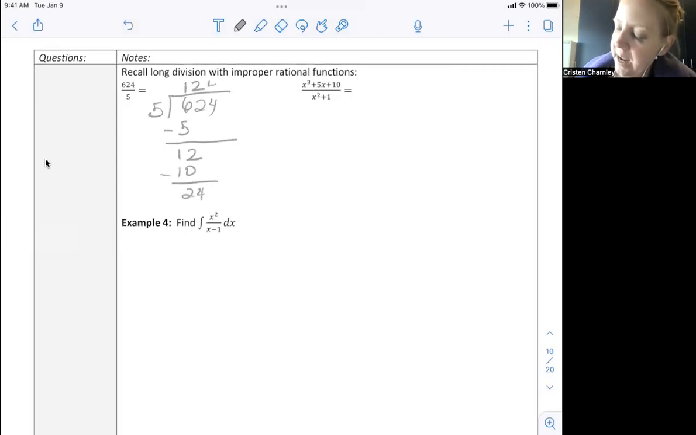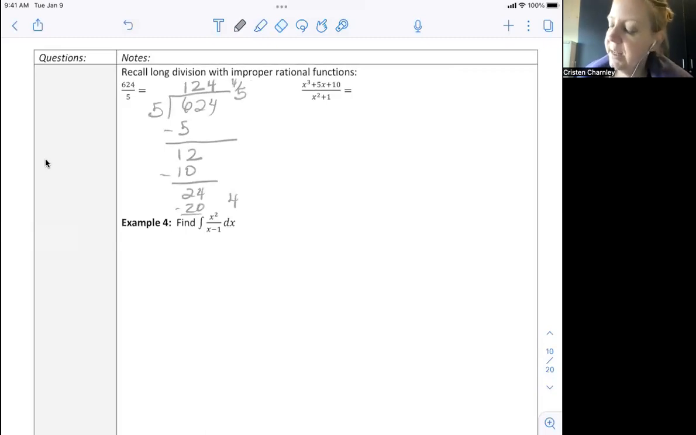5 goes in there 4 times, so 4 times 5 is 20. Subtract, and I get a 4. And when we first started talking about these, we said, okay, remainder 4, right? Or then we could put the zeros and we did decimal places, or at some point, we had a fraction at the end. This is 124 and 4/5.